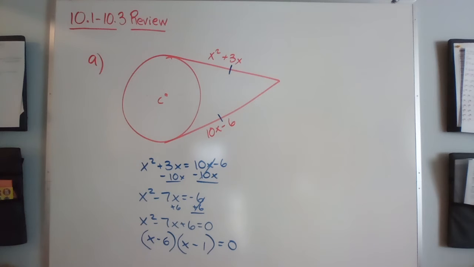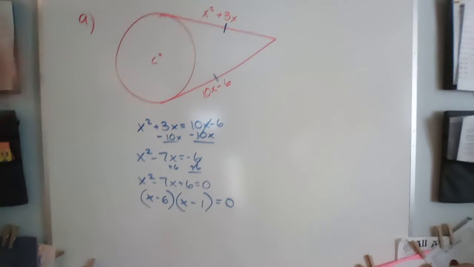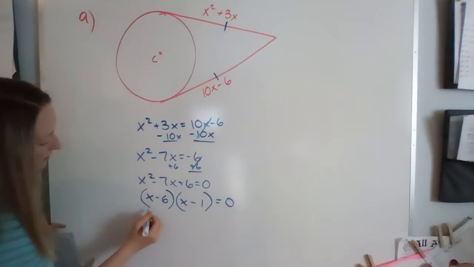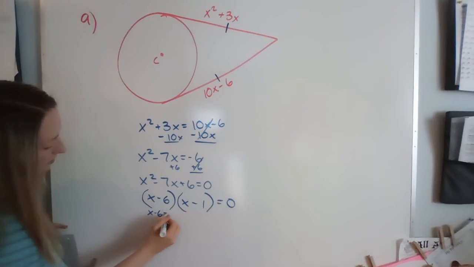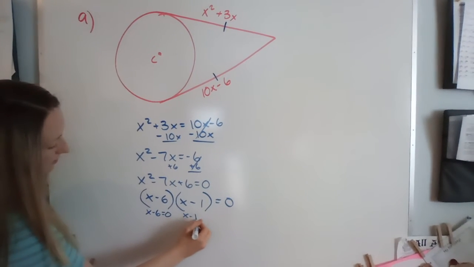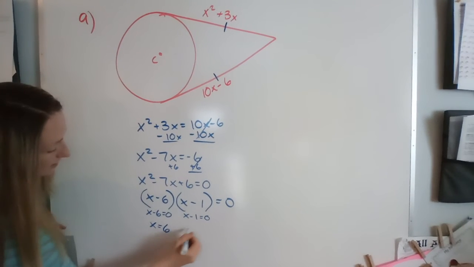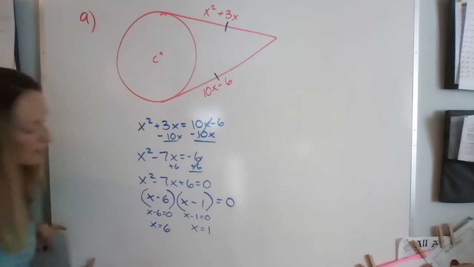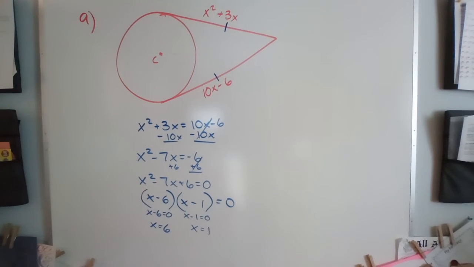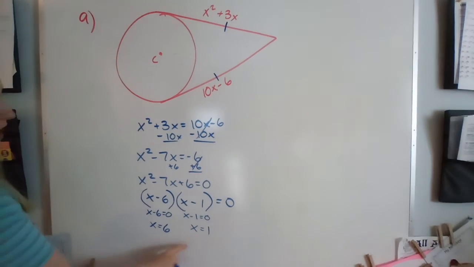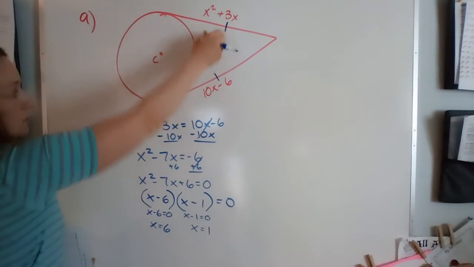All right, then you're going to use the zero product property. Let me bring this down just a little bit. You're going to use the zero product property, set them each equal to 0 and solve for x. So I have x is equal to a positive 6, x is equal to a positive 1. Okay? Now, you can double check by plugging them back in to make sure that they both work.